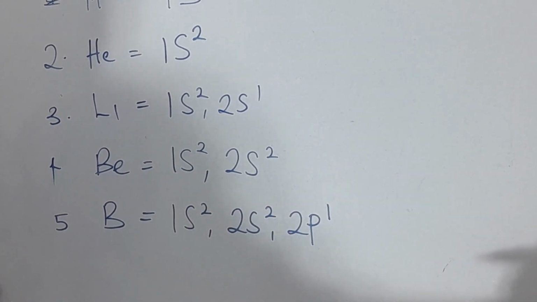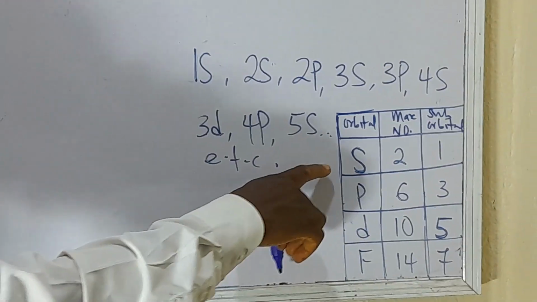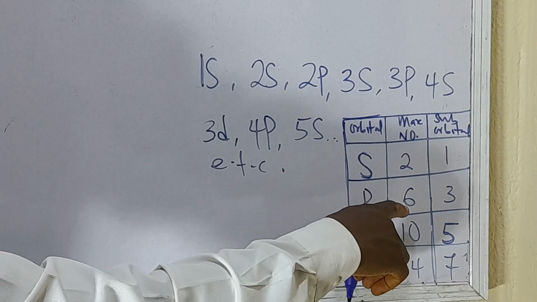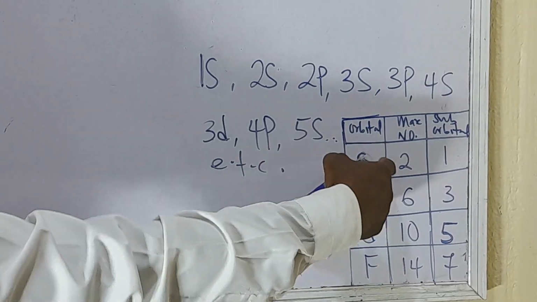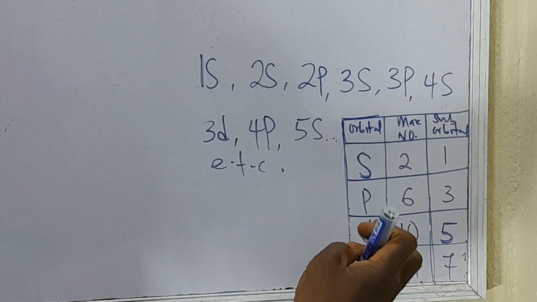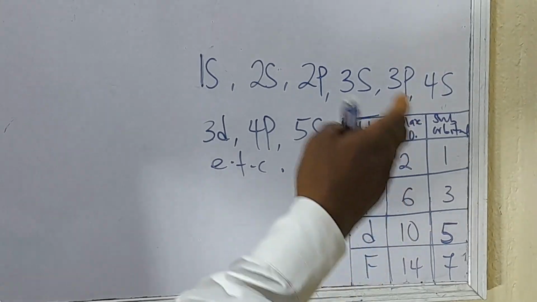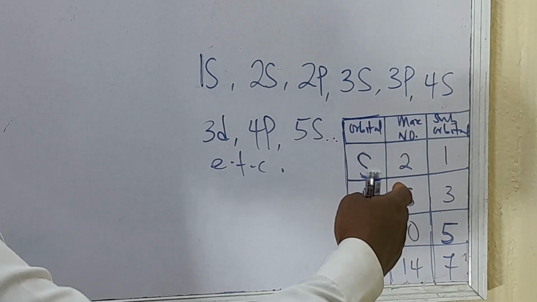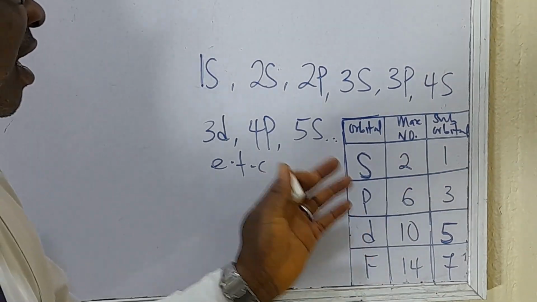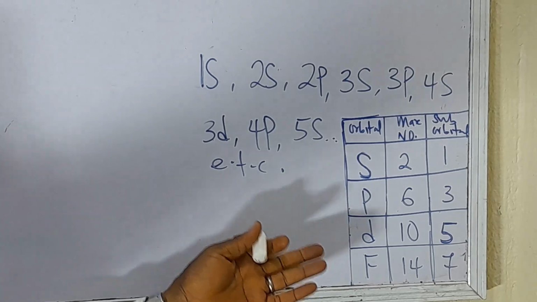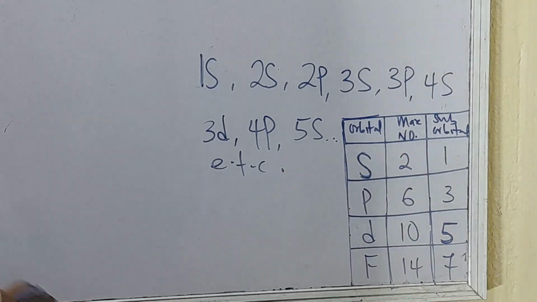Now look at the key we are following. The maximum number of electrons in S is 2. It means our S orbital can have 1, which is the minimum, while our P orbital can have 1, 2, 3, 4, 5, but the maximum is 6. Therefore any S orbital cannot exceed 2 electrons, while any P orbital cannot exceed 6. So that's the rule we are following.